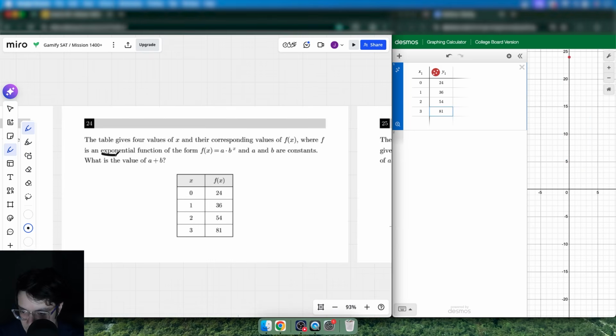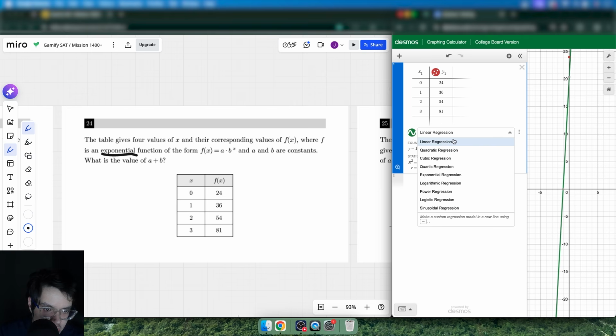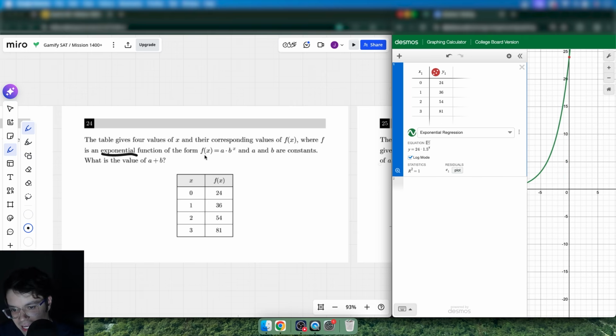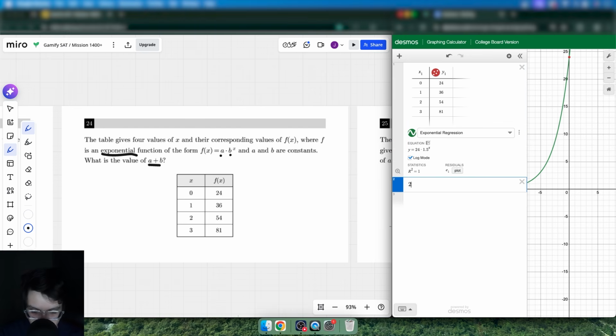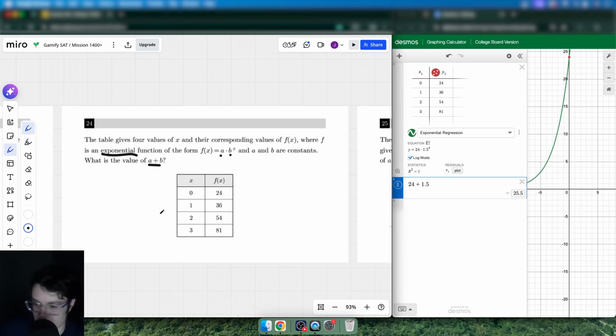It says it's an exponential function, so I can click here and go for exponential. And it says a and b are constants. What is a plus b? They give us this format here with this being a and this being b. So we know it's 24 and 1.5. So I do 24 plus 1.5. That, of course, is 25.5.